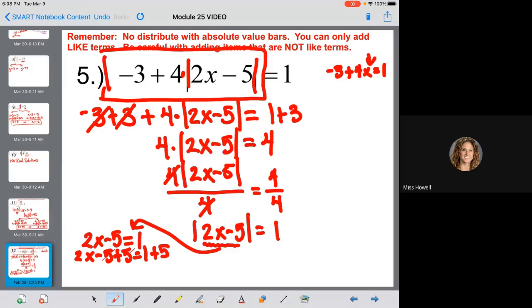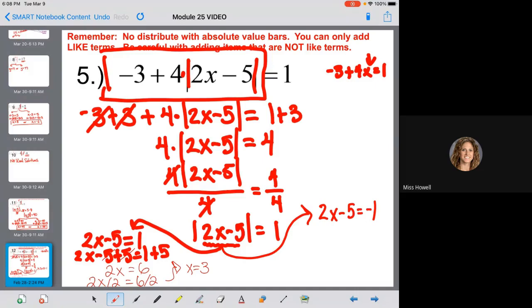Cancel on the one side. We'll have 2x equals 6. All right, from there we have a 2x divided by 2 equals our 6 divided by 2, which would give us x equals 3. All right, that's option 1. All right, I'll make my line a little bit bigger here. All right, option number 2 is we could have 2x minus 5 equals a negative 1.